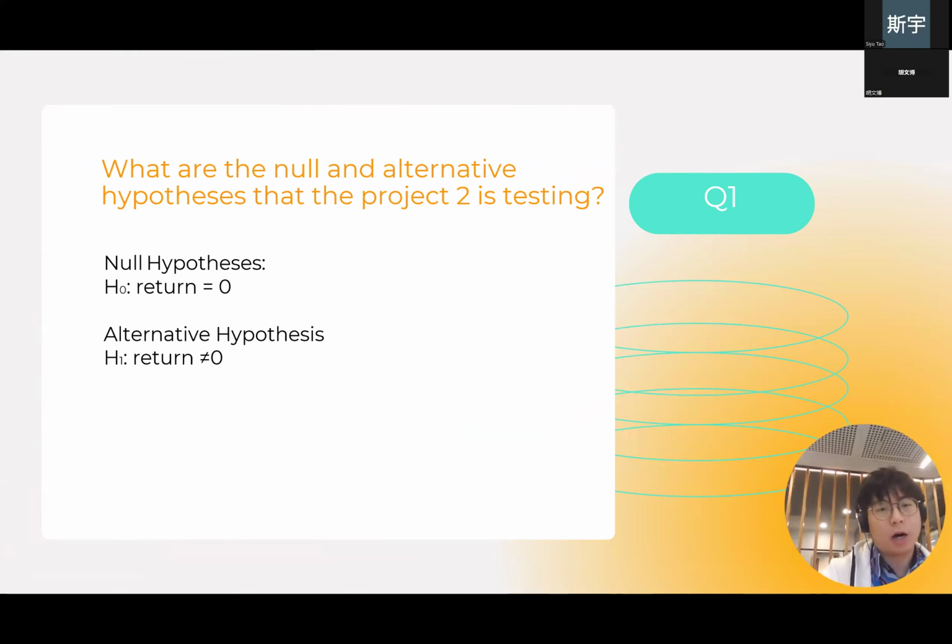So first one is, what are the null and alternative hypotheses that Project 2 is testing? When it comes to this, the null hypothesis is that return is equal to 0. That means that there is no significant difference in returns between the long portfolio and the short portfolio of stocks sorted by a specific characteristic. This implies that the characteristic does not have predictive power for stock returns.